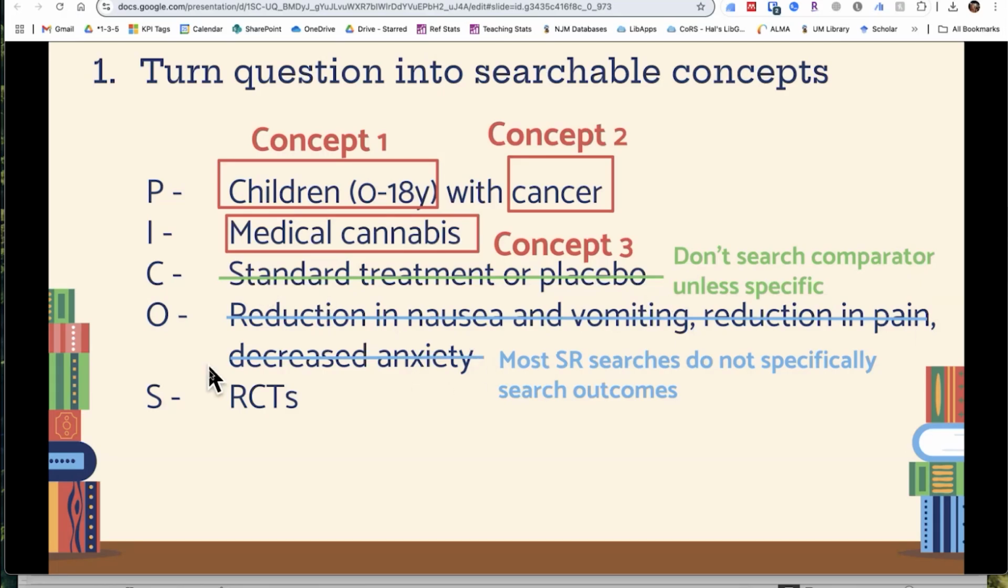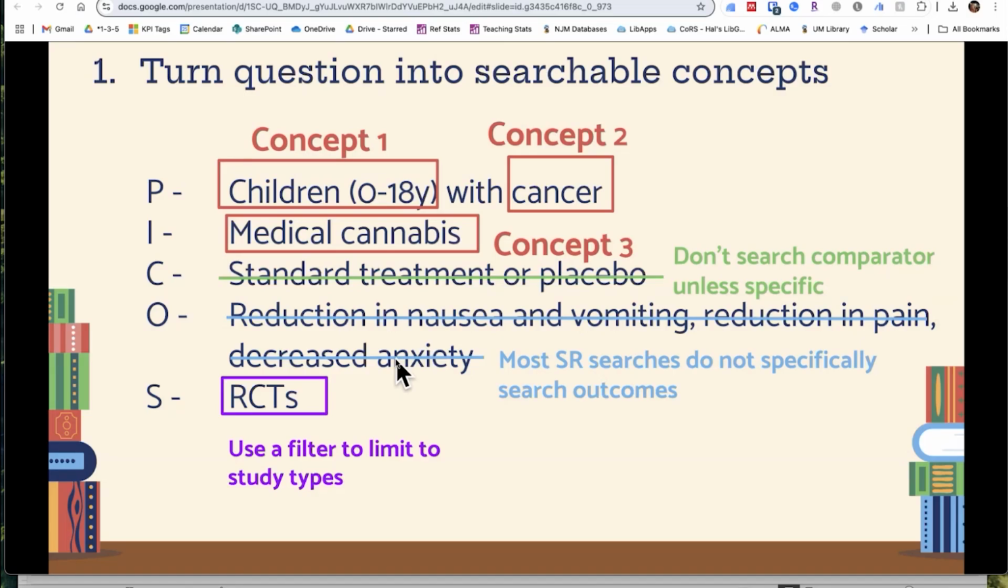Where these outcomes will come into play is when you're writing up your protocol and your inclusion and exclusion criteria. You will state that the outcomes measured have to include nausea and vomiting. They have to talk about how pain was reduced. They have to talk about how anxiety was reduced. When you screen your articles, you will include or exclude based on these outcomes because you'll be able to look at the full text of the article. But your search often is only about the abstract, so you don't want to include these.